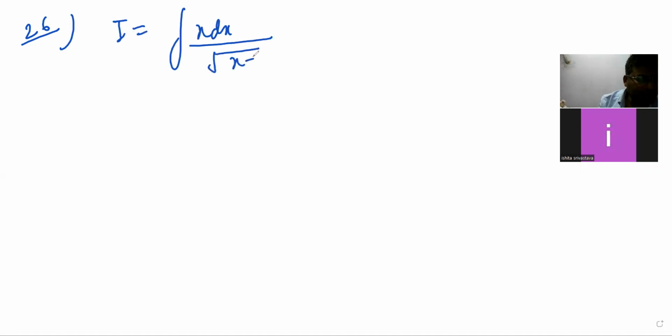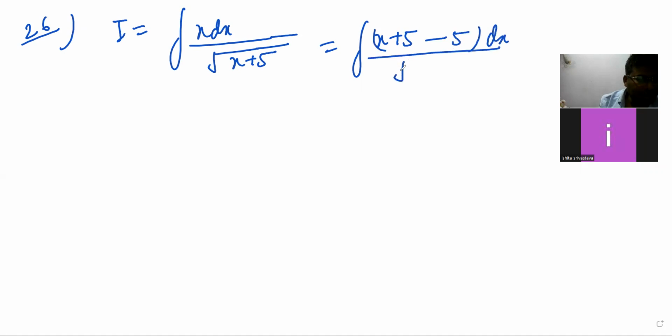Now look at the question number 26. So it is I equal to integration of x dx divided by under root of x plus 5. So add plus 5 and subtract 5. Then it will be integration of x plus 5 minus 5, whole dx, divided by under root of x plus 5.